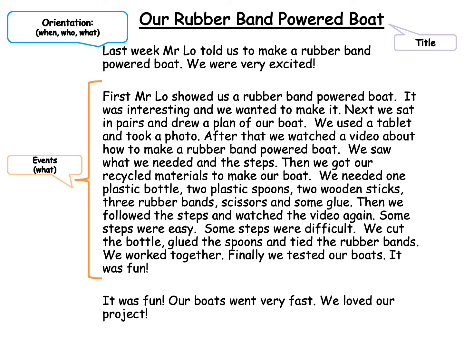The events part of the story is the middle part, okay? The events, that means what they are doing, what they're doing throughout the story. So some examples, Mr. Lowe showed us a rubber band powered boat. We wanted to make it. We sat in pairs. We drew a plan. We used a tablet. All these verbs and actions. And the personal comment goes at the end. It was fun. That's how they felt about it. And then some information about the boats. They went very fast, and how they feel about the project. They loved the project. We loved our project.